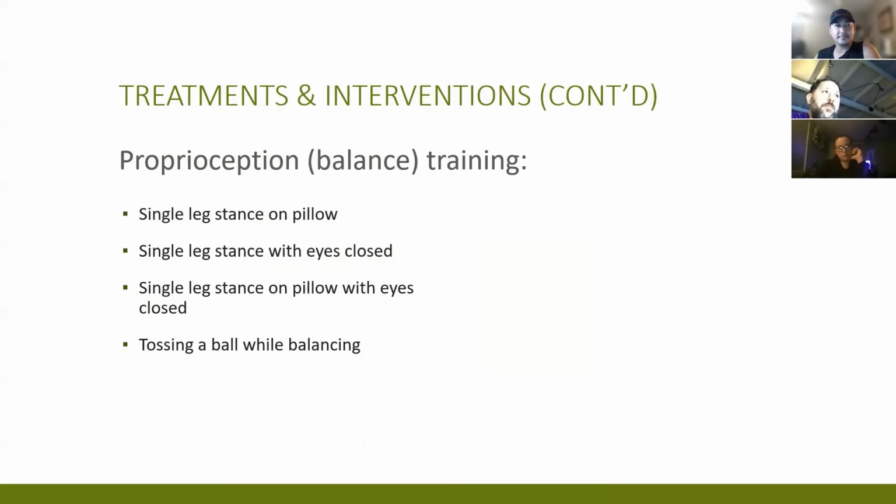In the next slide, we focus on some of the proprioceptive factors, which is also a piece of the rehab puzzle. The patient can begin with a single leg stance with her eyes open to see how long she can stand on her one leg. And then she can progress to a single leg stance on a pillow. And then she can also try single leg stance with her eyes closed, and tossing a ball while balancing would make it even harder.